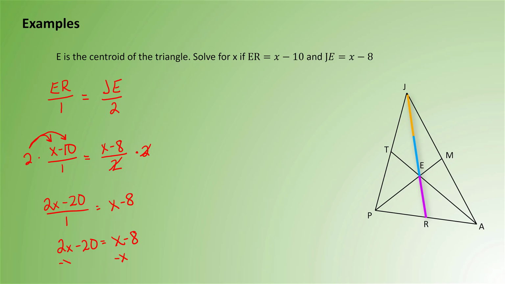Subtract x from both sides. And add 20 to each side. So x equals 12. Okay. So again, a little bit more algebra. Just take it slow and you're going to get through it just fine.